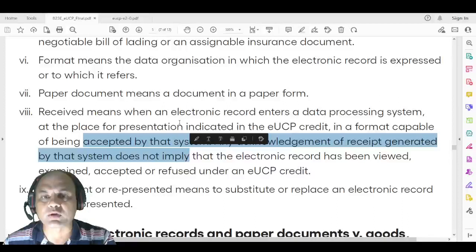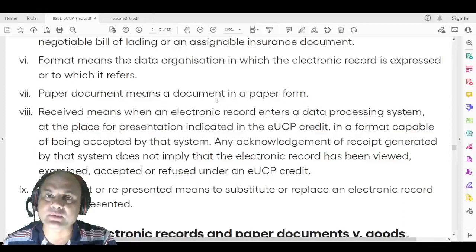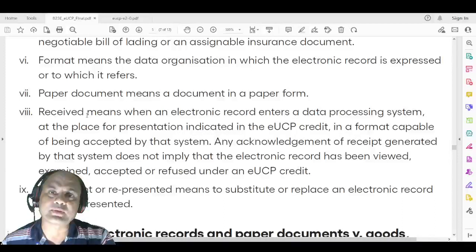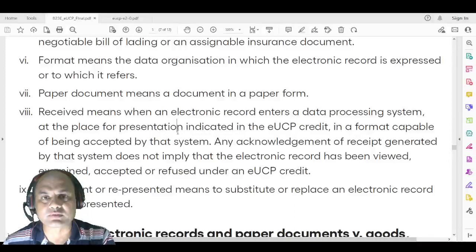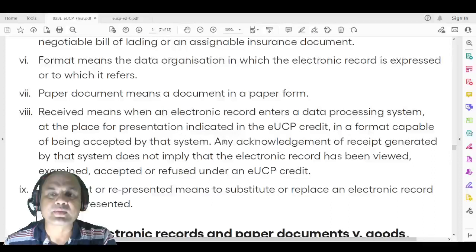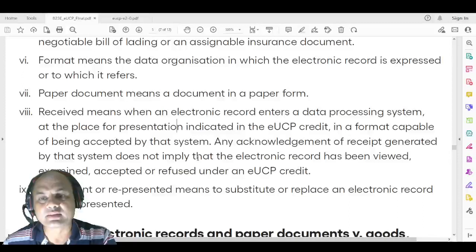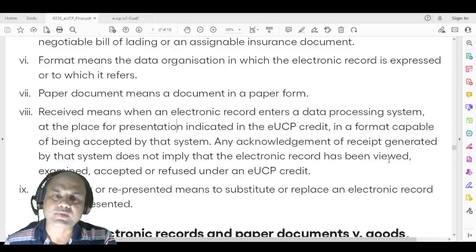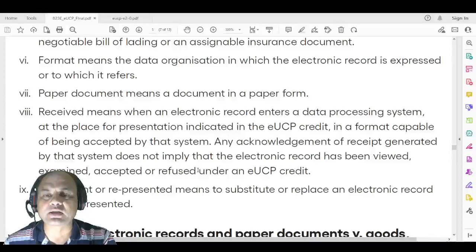It means whatever format you present should be accepted by that system. If that system doesn't accept this format, then it will be a corrupt document, so it won't be considered as received. If I am the issuing bank and you submit a document which is not acceptable to my system, under eUCP what will I say? It's not received by me. Any acknowledgement of receipt generated by that system does not imply that the electronic record has been viewed, examined, accepted or refused under the eUCP credit.